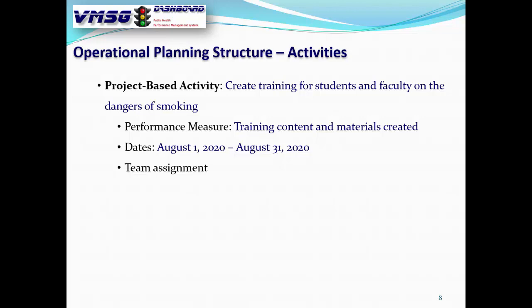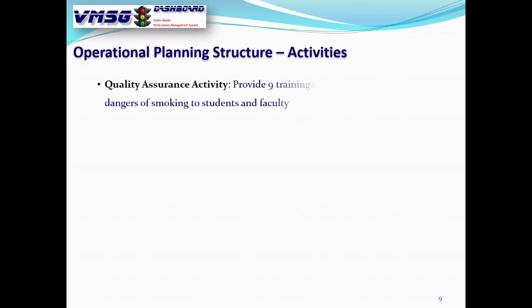The assignment of team members and 1 or more team leaders. The assignment of any external partners involved with this activity. The metric or measurement, which is simply a % complete in a project-based activity. This is one of the activities for our example plan. The second type of activity is the quality assurance or QA activity. The QA activity is the most automated and has a few unique features.